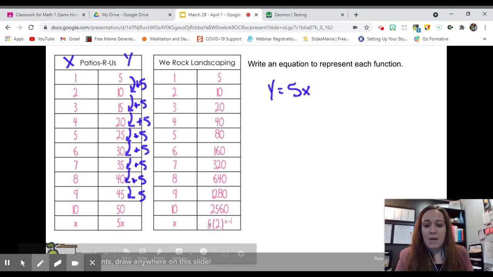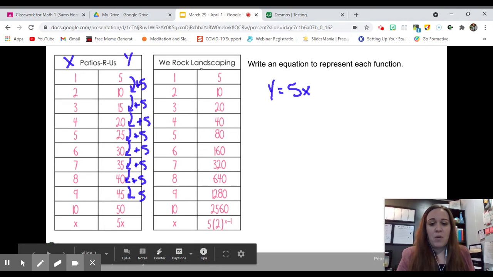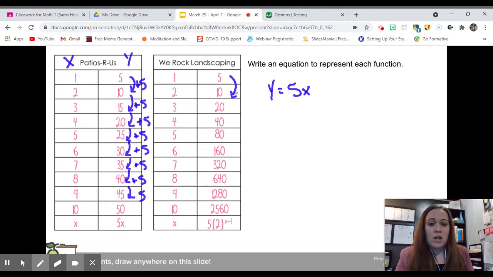And then for the We Rock Landscaping, if you take 5 plus 5, you get 10, but 10 plus 5 is not 20, and 20 plus 5 is not 40. The relationship happening here is that you're multiplying by 2. Multiplying by 2, multiplying by 2, multiplying by 2. So for that one, the base is 2.